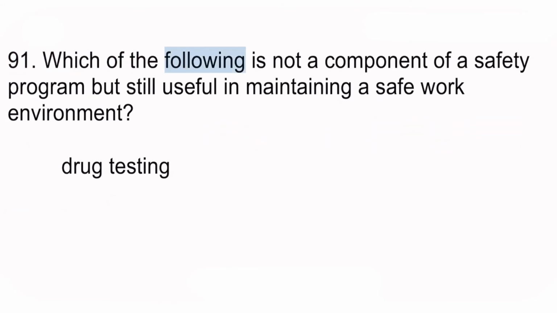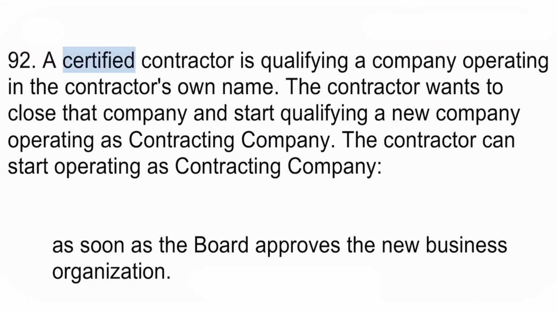91. Which of the following is not a component of a safety program, but still useful in maintaining a safe work environment? Drug testing. 92. A certified contractor is qualifying a company operating in the contractor's own name. The contractor wants to close that company and start qualifying a new company operating as contracting company. The contractor can start operating as contracting company as soon as the board approves the new business organization.